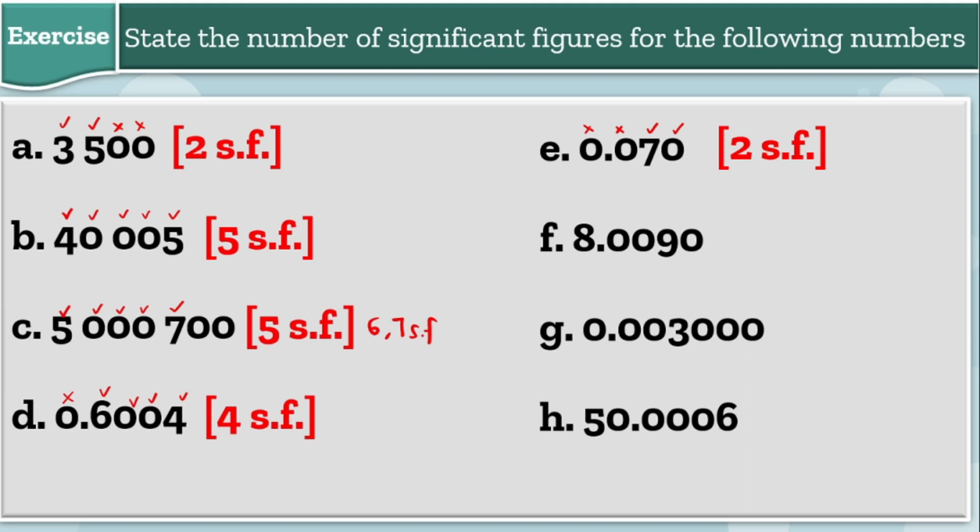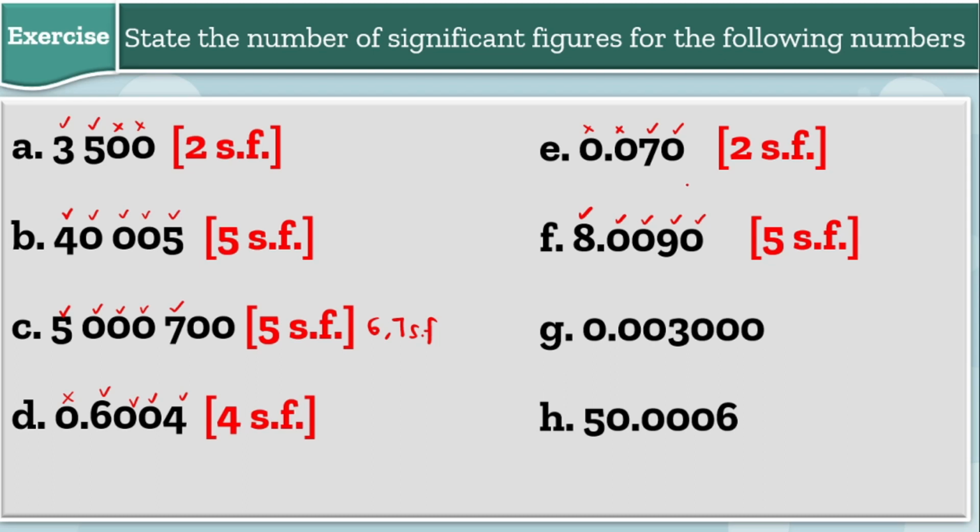Number F, 8.0090. So 1, 2, 3, 4 and 5. So there are 5 significant figures. Between non-zero digits, the zeros are counted. At the end of the decimal, it is counted. So all the zeros here are counted. There are 5 significant figures.